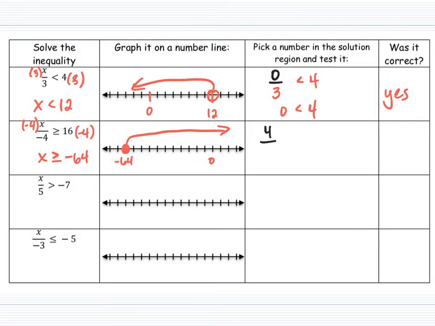So if I plug in positive 4 for x, divide that by -4, see if that works out. I end up with -1 is greater than or equal to 16. That did not work out.